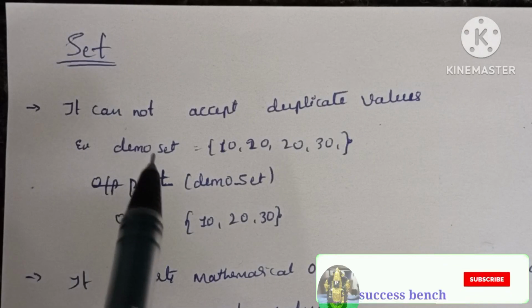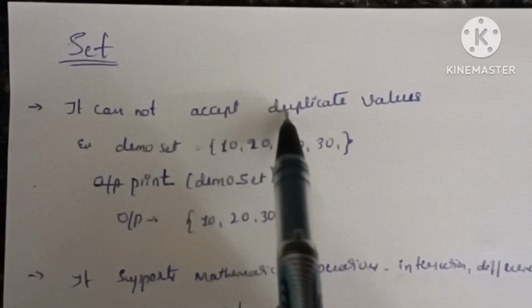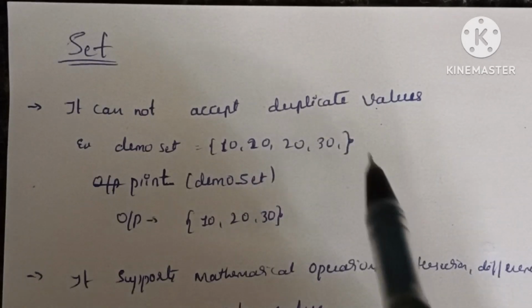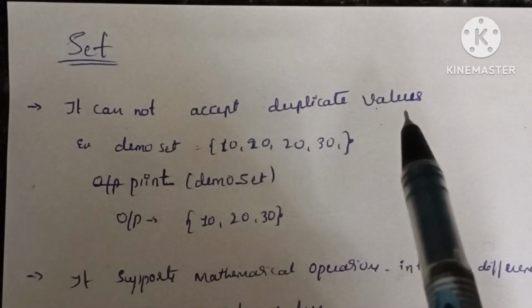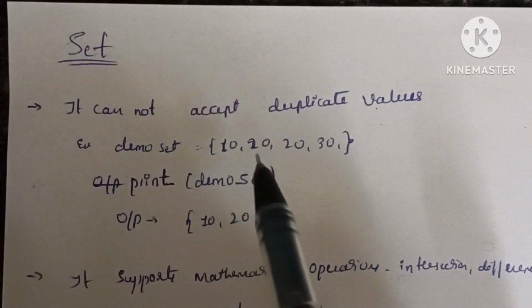So what's the meaning of set? With an example I will show you. It cannot accept duplicate values. In the previous video you can watch, list can accept duplicate values, but the set cannot accept duplicate values.